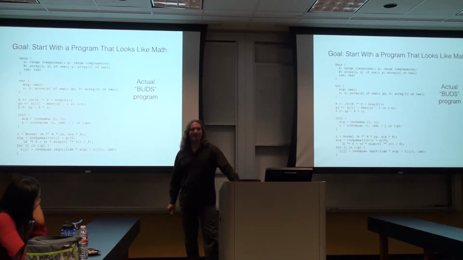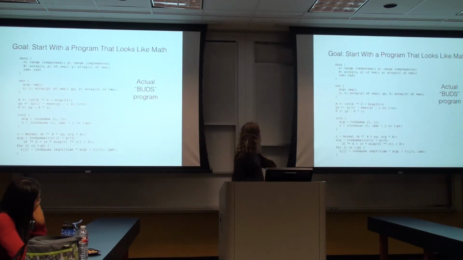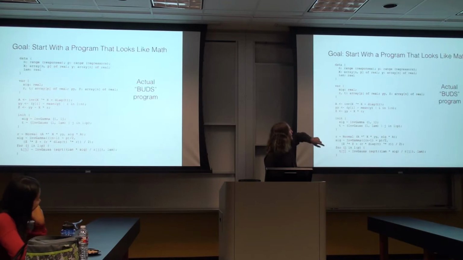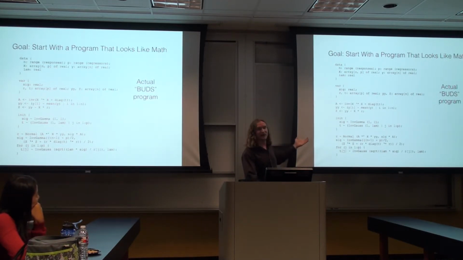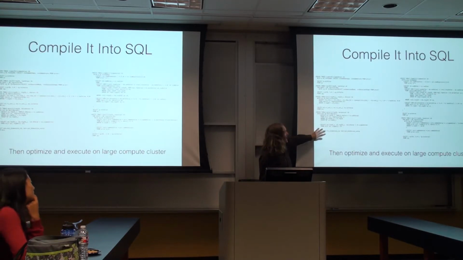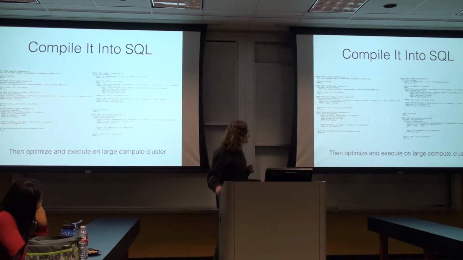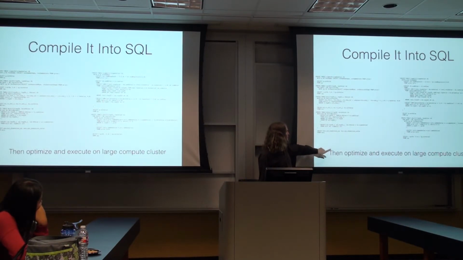Okay, and so our goal, right, is to start with a program that looks a lot like the math, okay? And this is an actual program that a graduated PhD student wrote a compiler for, okay? This is a language called Buds, and it's a program that actually is entirely equivalent to the math from the last couple of slides, okay? So it basically specifies declaratively how to compute the Markov chain from the last few slides. Okay, so what our system does is then take this thing and compile it into SQL, or something that's not totally SQL, but a lot like SQL, okay? And then we use standard database techniques to actually optimize this SQL and execute it on a large cluster, okay?